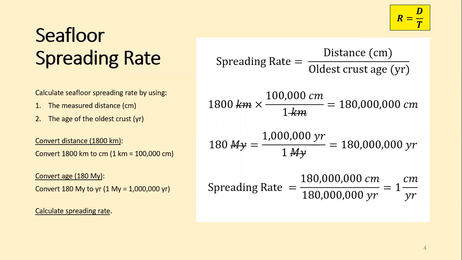Now that all of our units are in the proper format, we can calculate the spreading rate by dividing the distance in centimeters by the age of the oldest crust in years, which in this example equals 1 centimeter per year. Using these processes and examples, you will now complete the table in your lab.